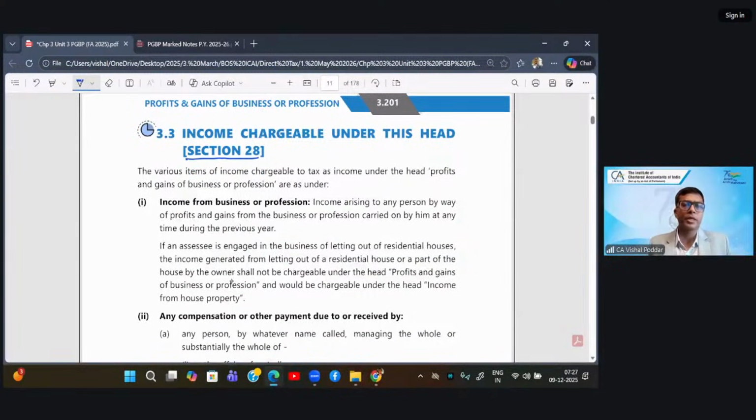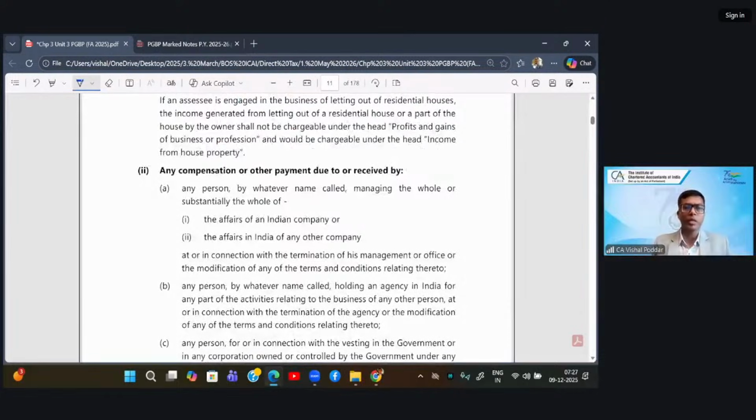Now comes the first section, which determines what incomes would be taxed under this head. This is also the charging section of the PGBP head. It gives you a list of around 25 plus items as to what would be taxed under this head. First it says incomes arising from business and profession. Importantly, some capital receipts are covered.